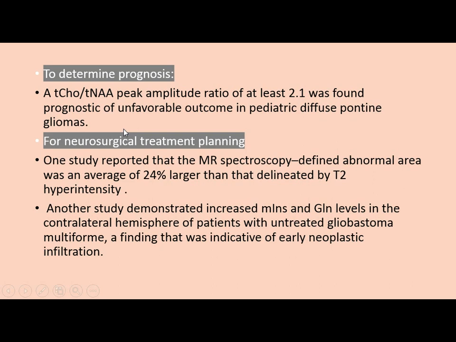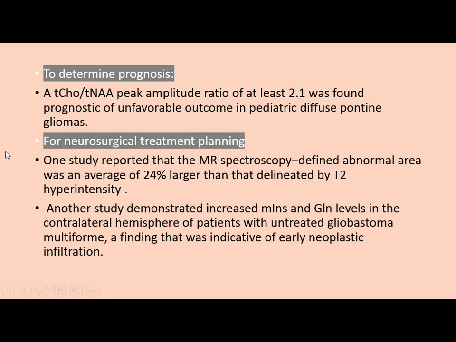And if the ratio is more than 2.1, it's associated with poor prognosis. Usually, should the NAA be more than the choline? Yes. If they are equal, it's abnormal. 1 to 1. Yes. If the choline is twice the NAA, it's even worse. Worse. Okay? Because it means highly proliferative tumor.